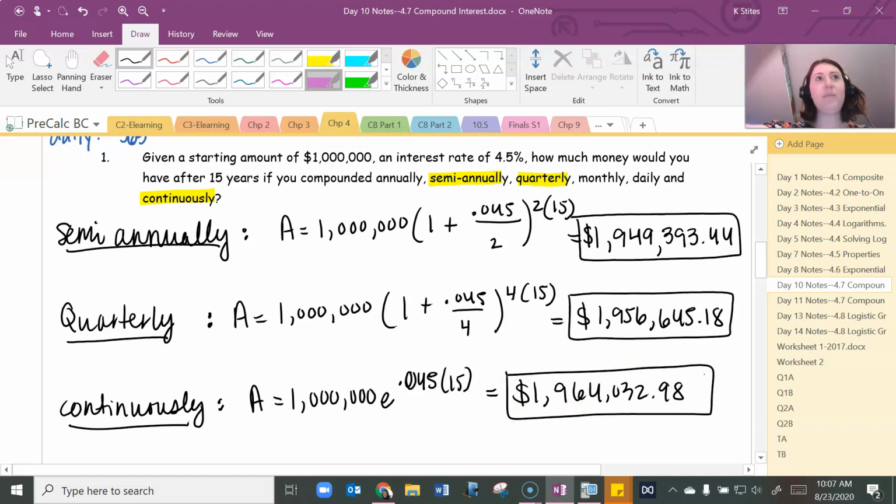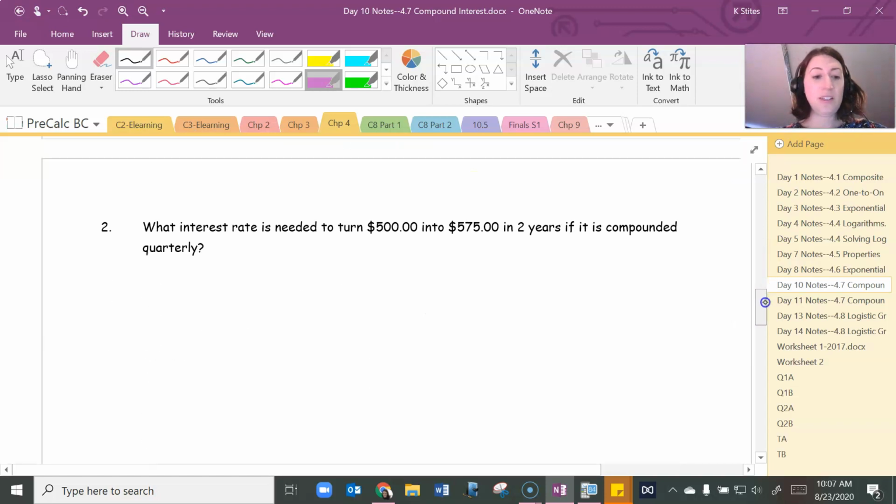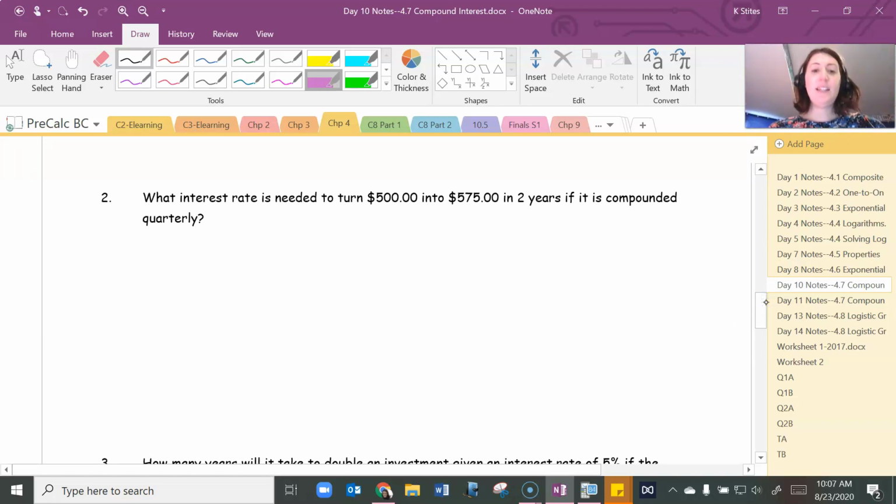Okay, so you can find the other ones if you want to, but I'm just not going to. So let's flip. What interest rate is needed to turn $500 into $575 in 2 years if it is compounded quarterly? So interest rate, that means we're trying to find r. And we have turned 500 into 575. So here's your principal, here's our total amount earned. 2 years, this is our time. And compounded quarterly, this would be our N, which is 4.